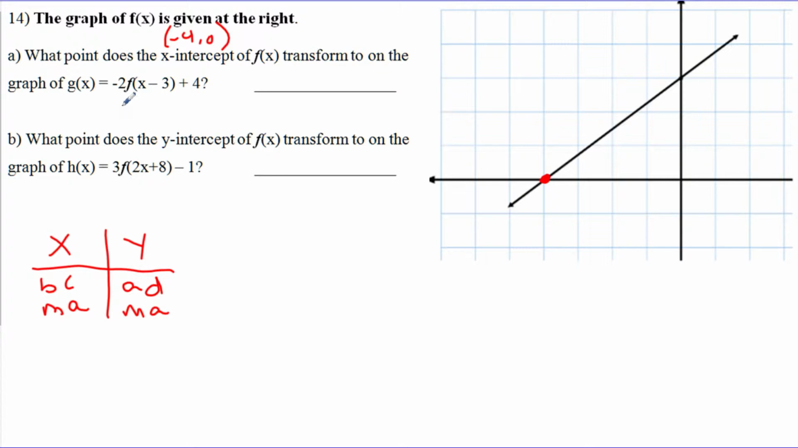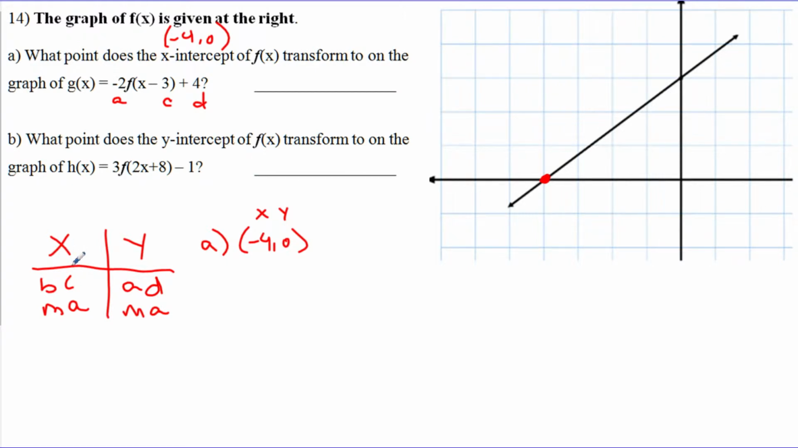So I have to identify. It looks like I have an a value. I don't have a b value. I have a c value, and I have a d value. So the first thing I'm going to do to start off letter a is I'm going to start off with -4, 0, okay, which remember is an x and a y. And this says that I should add c to the x value.